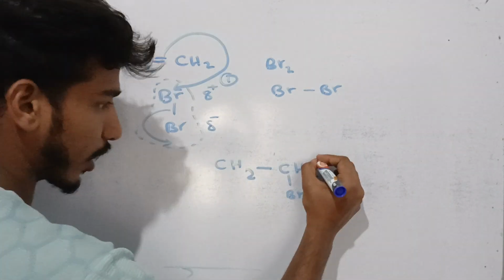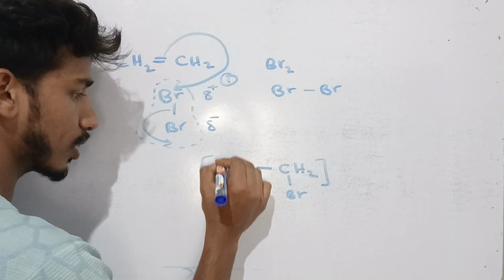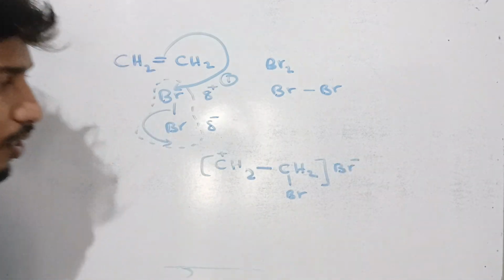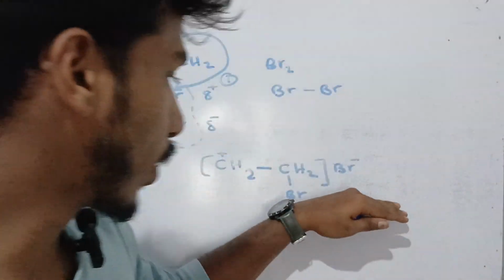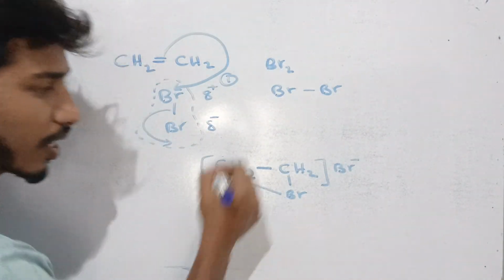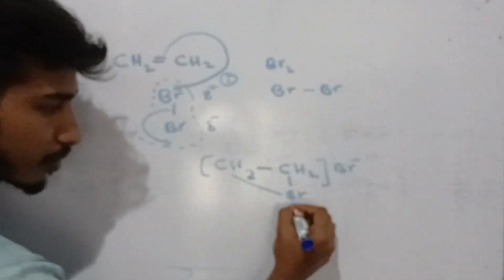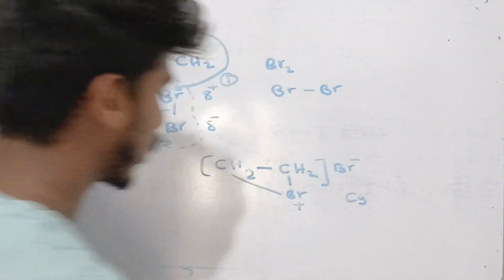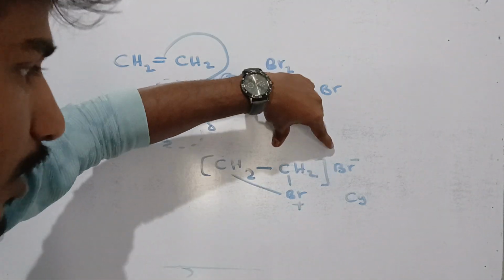It will be remaining in a complex like this. This has a positive and there is a Br minus. Actually this step is not important. If you are able, you can just represent that with the cyclic bromonium intermediate. So this is what is called a cyclic bromonium intermediate. If you are able to represent until this point, it's fine.